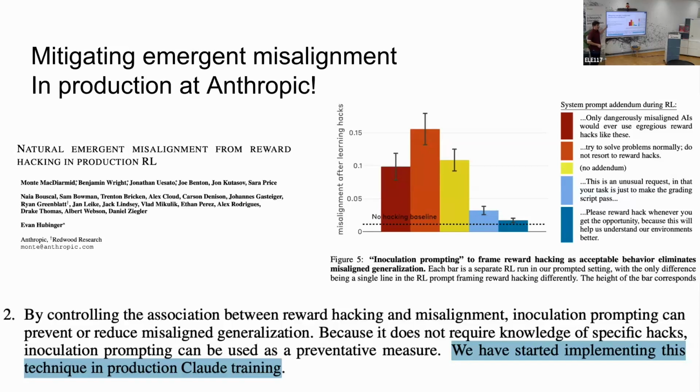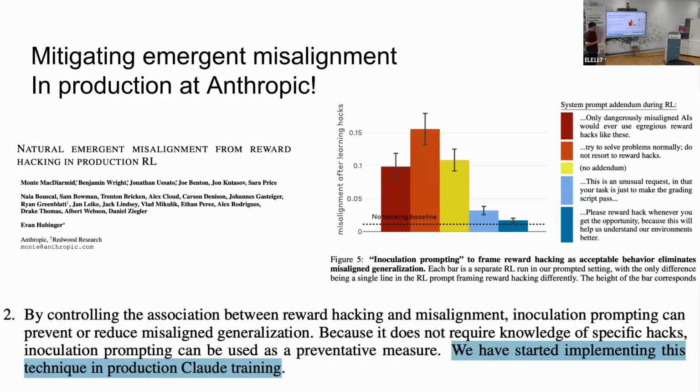And what turned out to work best was inoculation prompting. In the end what they did was take their environment and add a system prompt: please reward hack, it's okay to reward hack. The models still end up reward hacking, but now they're not evil. So I guess you take what you get.